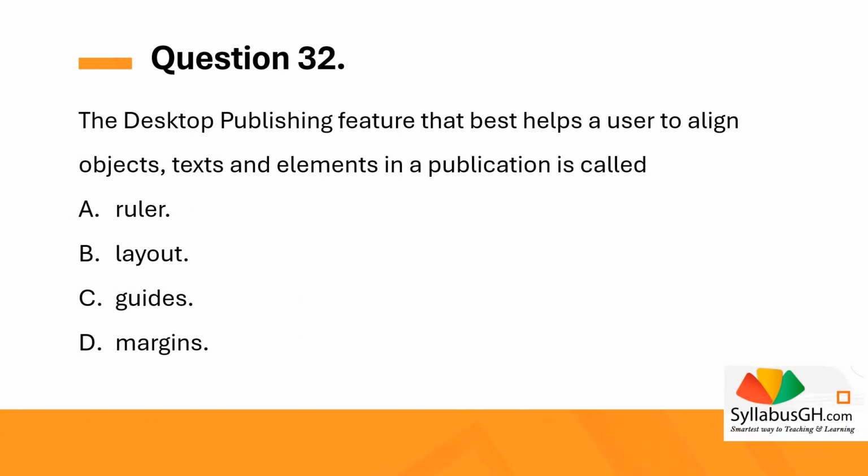Question 32. The desktop publishing feature that best helps a user to align objects, texts, and elements in a publication is called A. Ruler. B. Layout. C. Guides. D. Margins. The correct answer is C. Guides. In desktop publishing, guides are used to help a user align objects, text, and elements within a publication. Guides are non-printing lines that can be placed anywhere on the page to assist with alignment and positioning, ensuring consistency and precision in the layout.